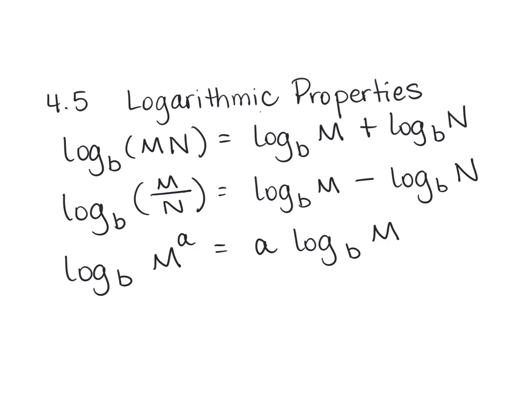In section 4.5, you're going to be learning about logarithmic properties, and these seem very random when you first learn them. So if I am taking two things and I'm multiplying them together and taking the log of them, remember that your answers to these are exponents. So if I'm multiplying bases, I would add the exponents. In the second one, if you are dividing these two things, remember that when you are dividing bases, you subtract their exponents.